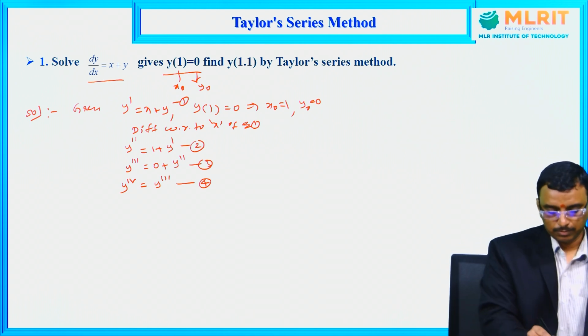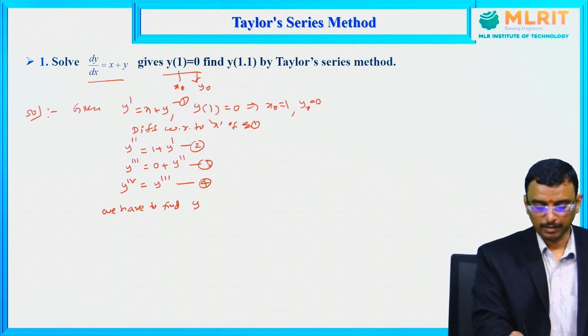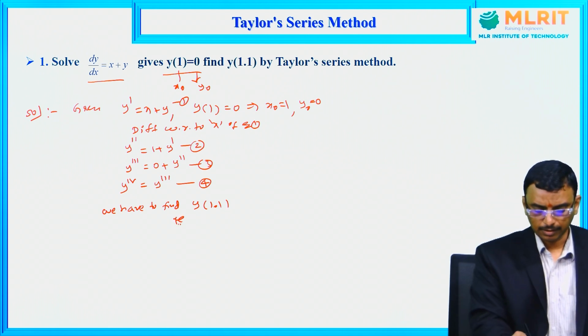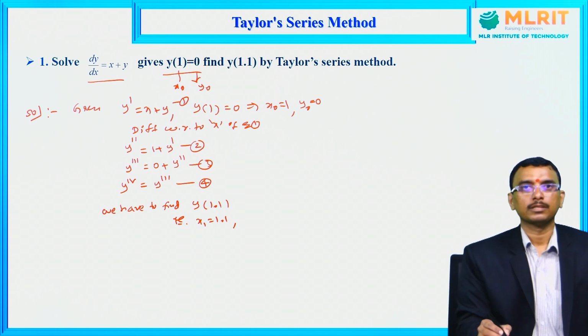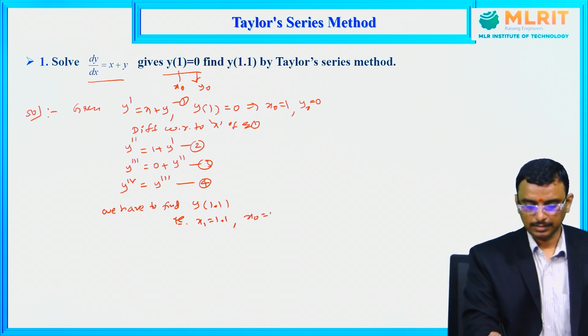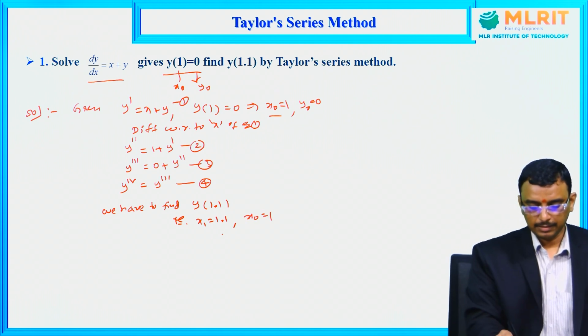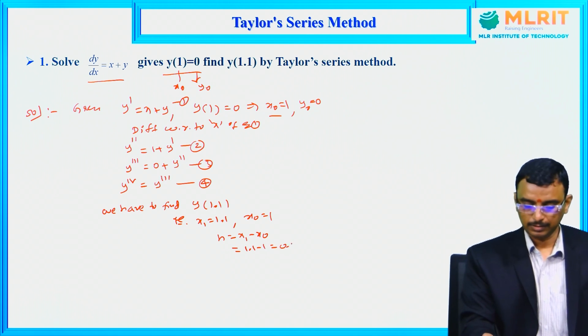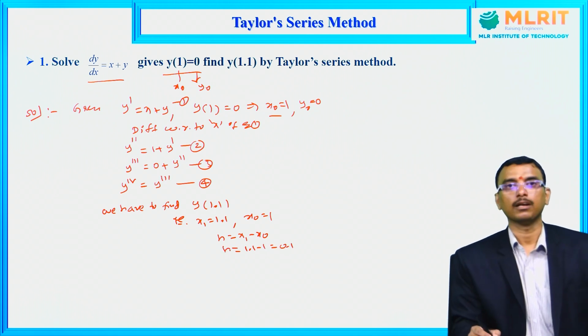Now we have to find y of 1.1. So y of 1.1 means x1 is 1.1, and we already know that x naught is 1. The interval difference h is equal to x1 minus x naught, that is 1.1 minus 1, which is 0.1. So interval difference h is 0.1.